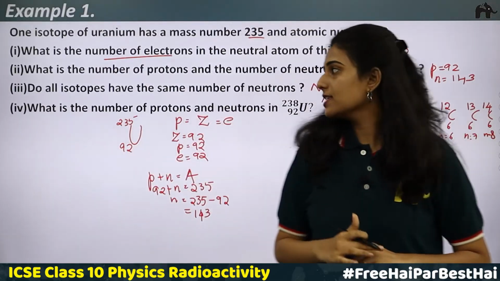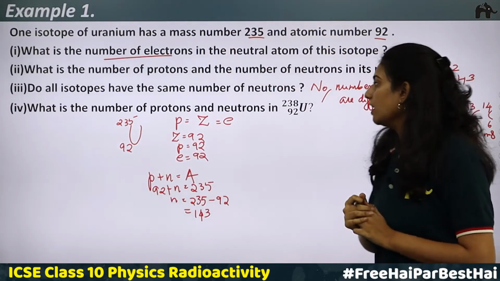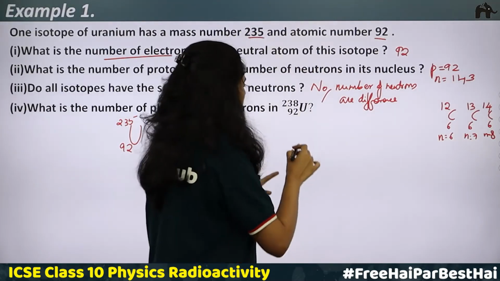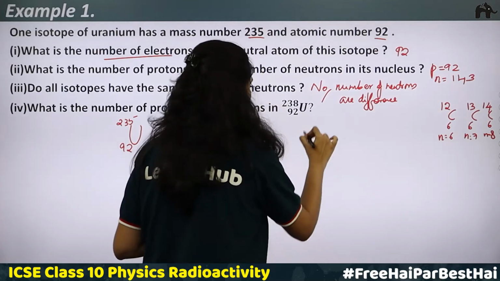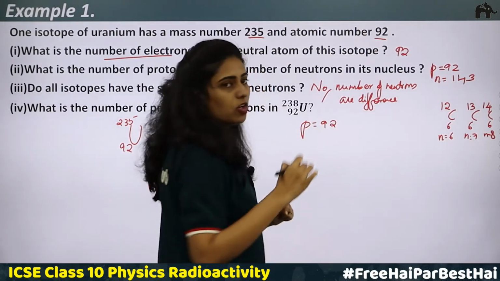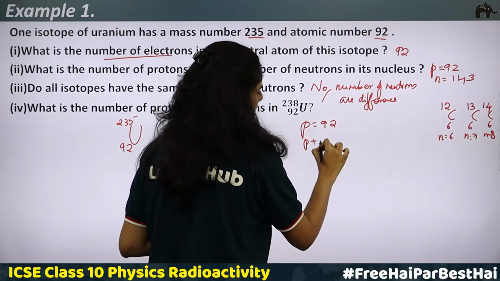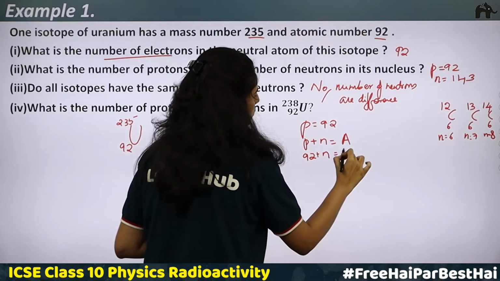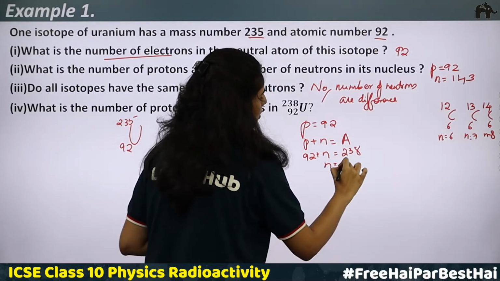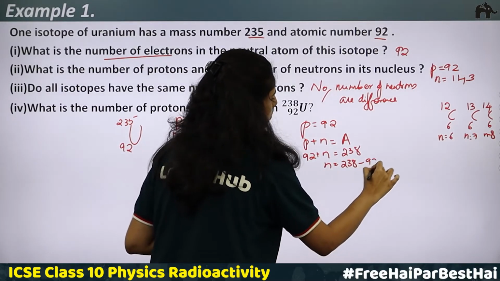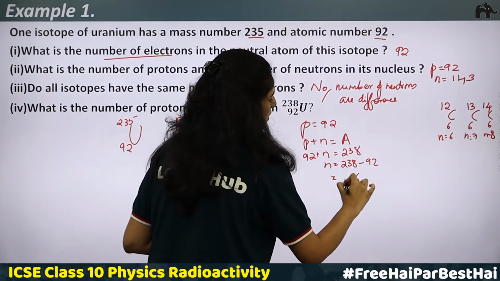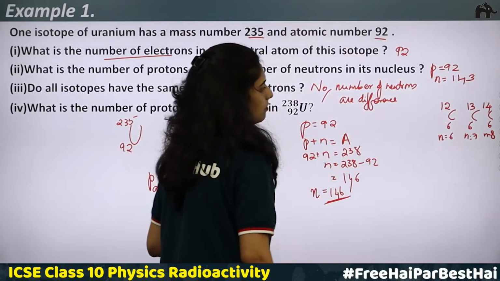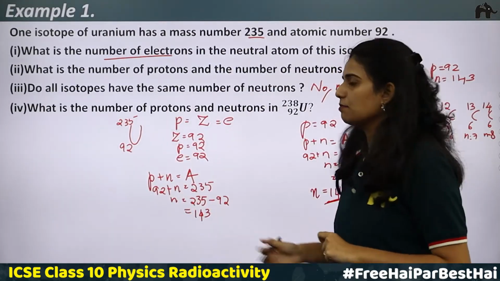Now the fourth sub question: what is the number of protons and neutrons in uranium-92-238? This is another isotope. In uranium-92-238, the number of protons will be equal to 92. What about the number of neutrons? P plus N is equal to A. 92 plus N is equal to 238. N is equal to 238 minus 92, which is equal to 146. Therefore, the number of neutrons is equal to 146. So, we got the number of protons and the number of neutrons.